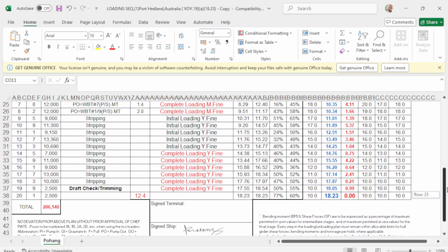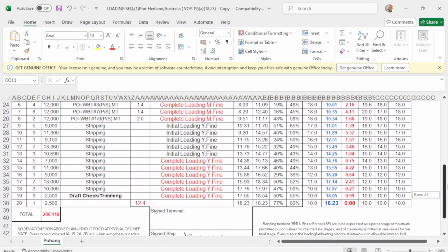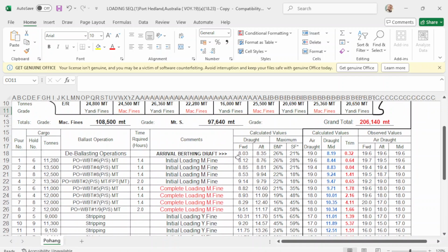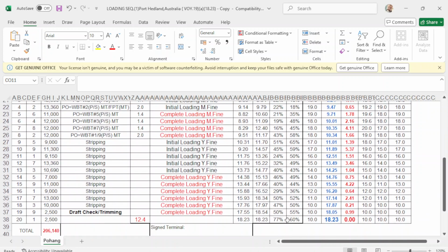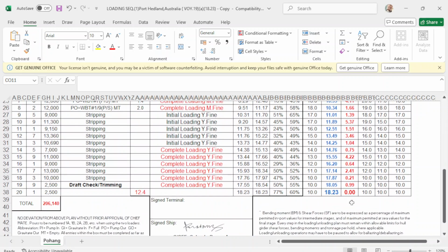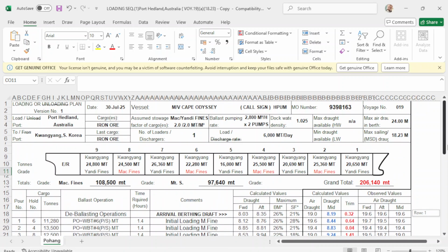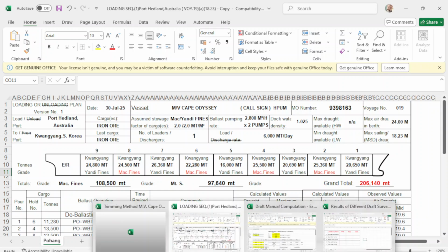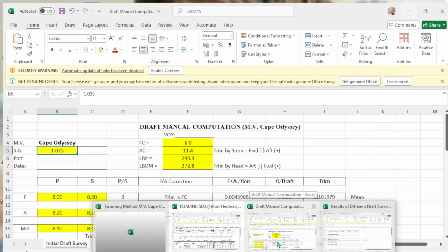And the departure draft forward will be 18.23, aft will be 18.23, and your mid draft is 18.23, even keel. So that's it, guys. Let's say they have already finished loading and they're going now to make a draft survey. Okay, so let's go now to the draft survey.